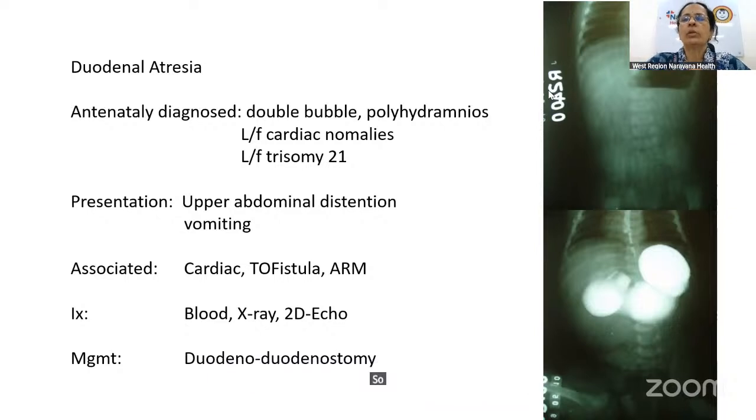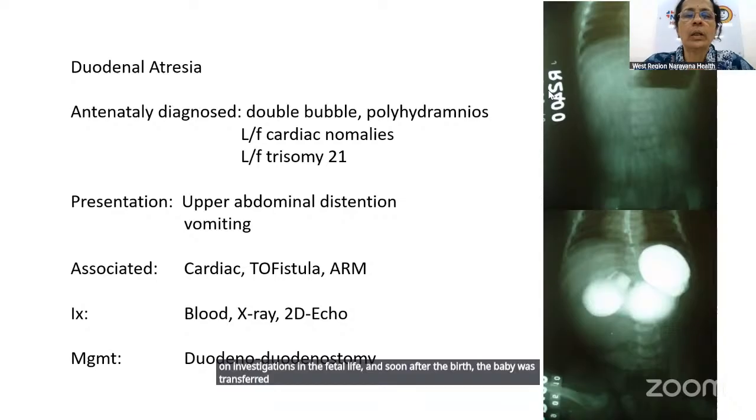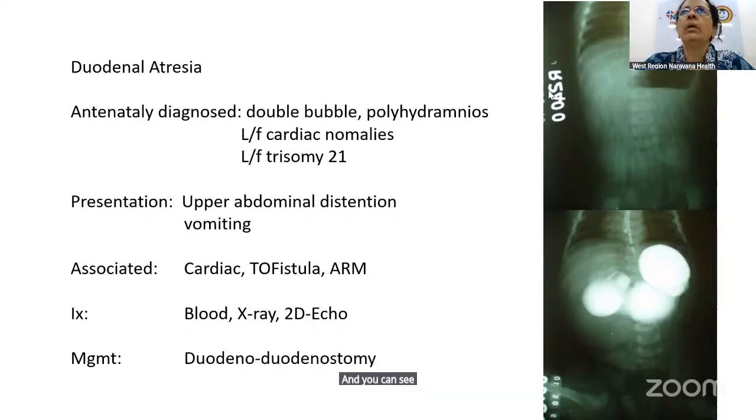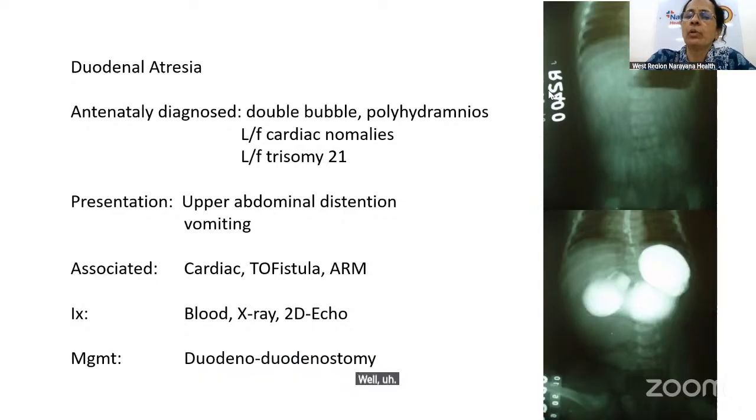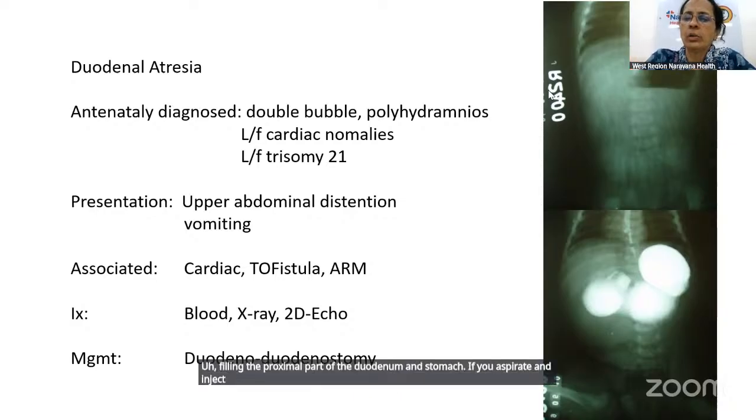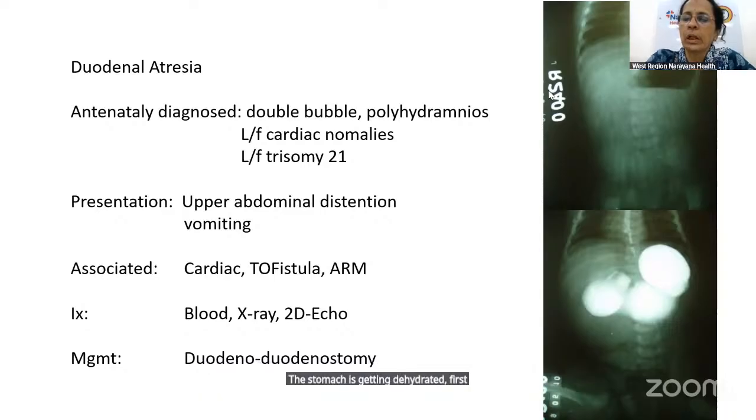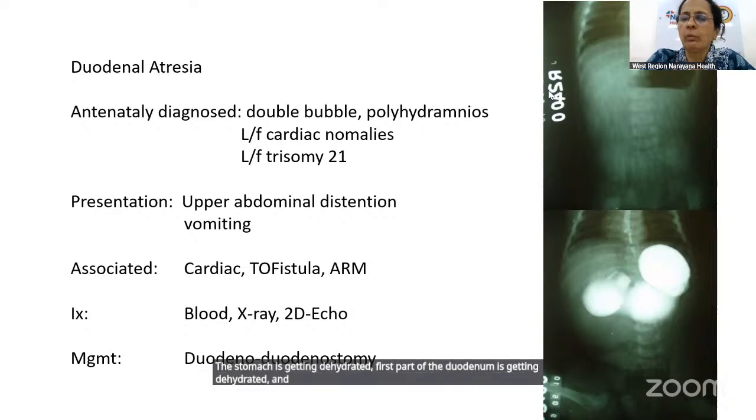So this baby was found to have a normal karyotype on investigations in fetal life, and soon after birth, the baby was transferred as a duodenal atresia. And you can see a double bubble there. The double bubble is seen because of a lot of fluid filling the proximal part of the duodenum and the stomach. If you aspirate and inject air or other contrast, you can see that the stomach is getting delineated, the first part of the duodenum is getting delineated, and beyond that there is nothing going down. There is no gas distally also.